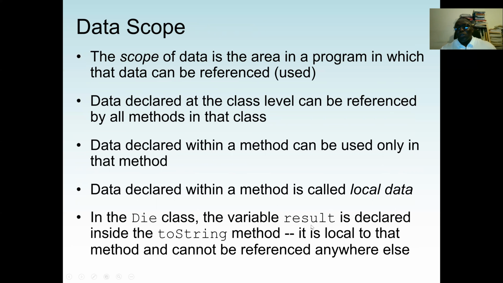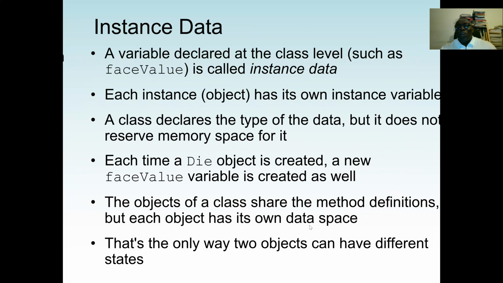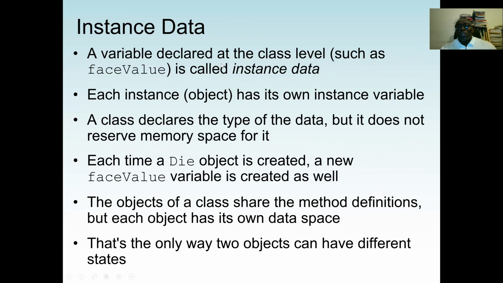But the variable face value is at the class level. It can be used by all the methods. So a variable declared at the class level, such as face value, is called instance data. Each instance object has its own instance variable. So a class declares the type of data, but it does not reserve memory space for it. When we declare a class, it's more or less like a type of data. There's no memory. Now, when we create the object using the class type, with the new keyword, that's when an object is created with memory space allocated for it.